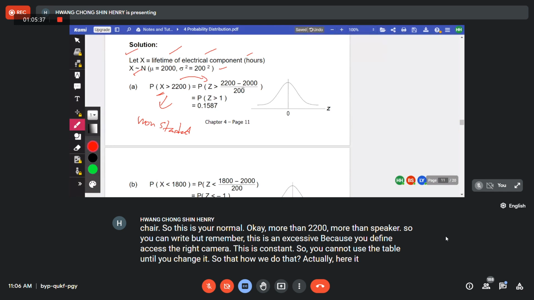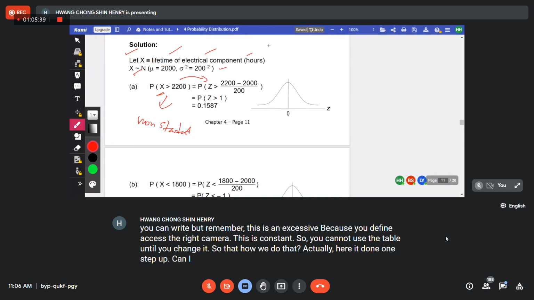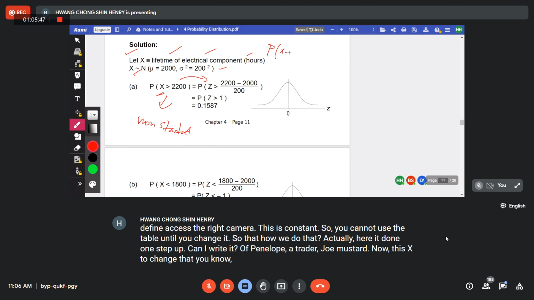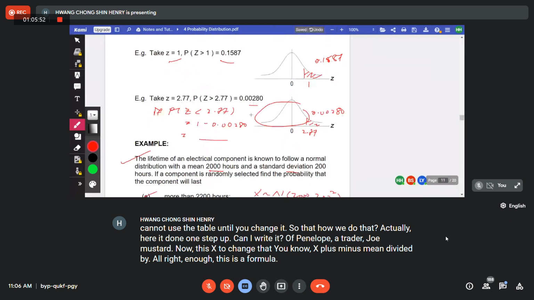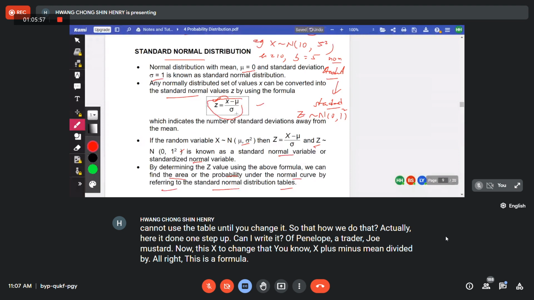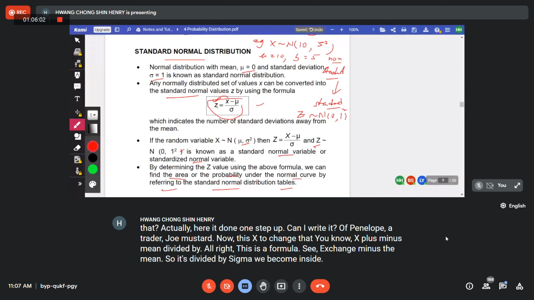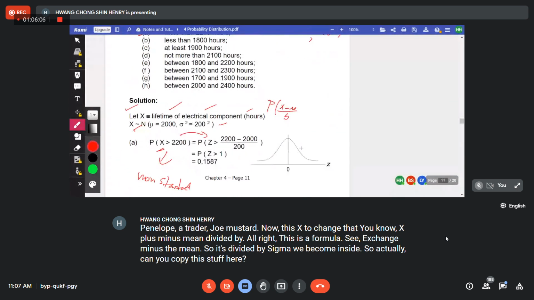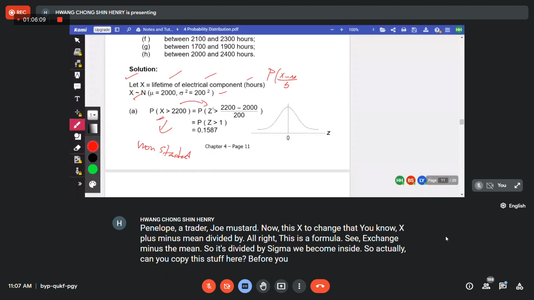Actually, here they jump one step up. Like, can I write here? Copy that. Actually, they jump one step. Now, to change X to Z, your X must minus mean divided by sigma, right? This is your formula. See? X minus the mean, divided by sigma will become the Z. So actually, can you copy this step here? Before you jump to here, you copy here, then copy this one inside.